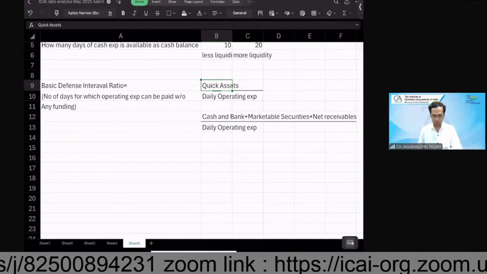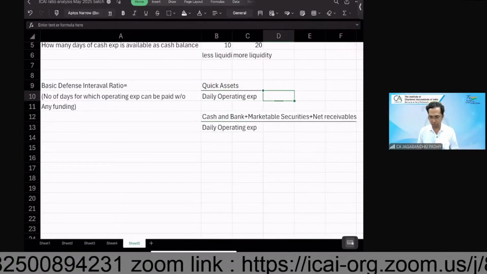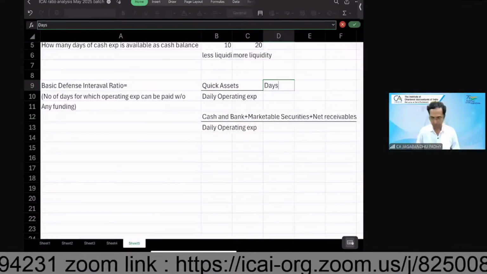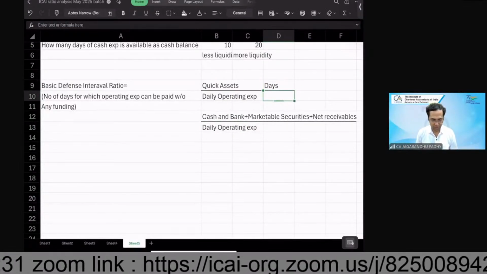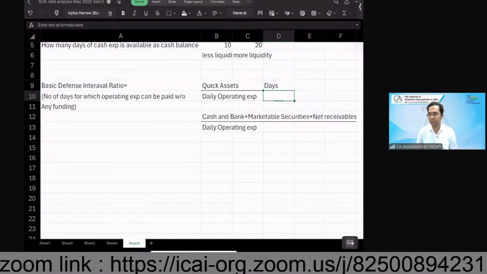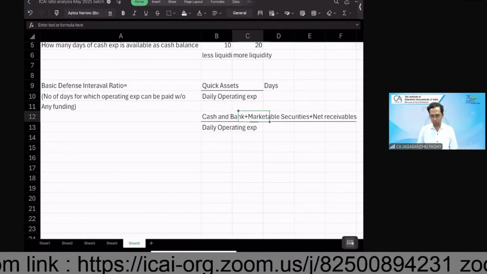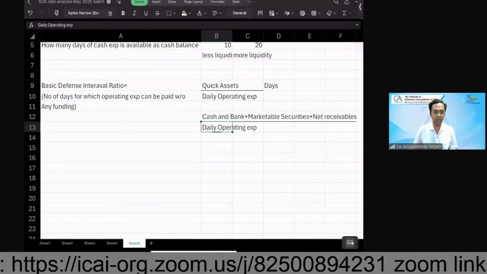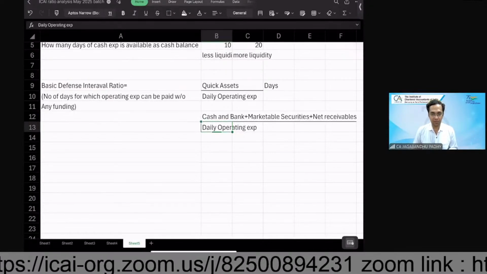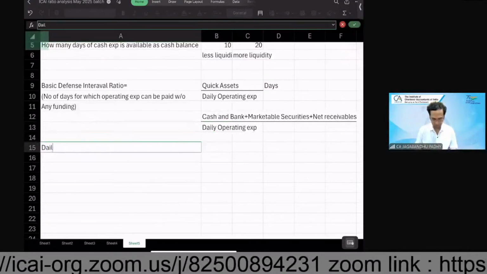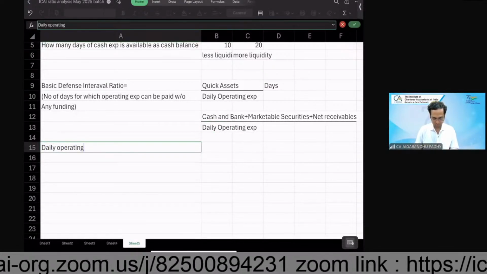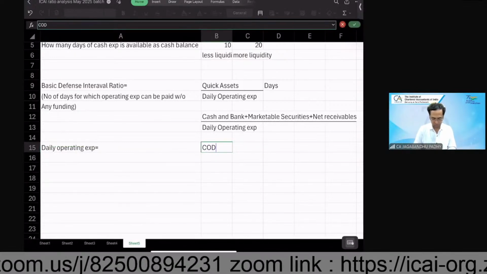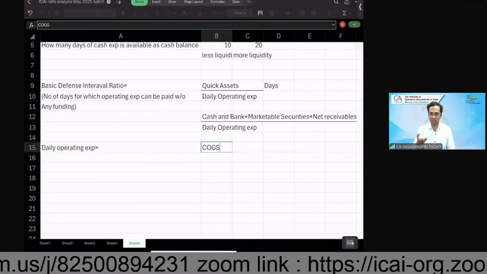right? Now, of course, this measure is always going to be in days. This is always going to be measured in days. So basic defense interval ratio is always going to be measured in days. Now, in the denominator, we have stated daily operating expenditure. Now, how do we determine what is the daily operating expenditure, right? So daily operating expenditure is computed as, you take your COGS, cost of goods sold. This is your operating expense.